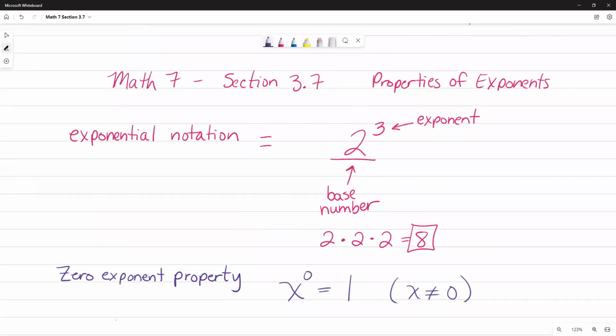Okay, so we're starting section 3.7, the properties of exponents. I've already put up some stuff we need to already know. We have learned this in previous chapters.